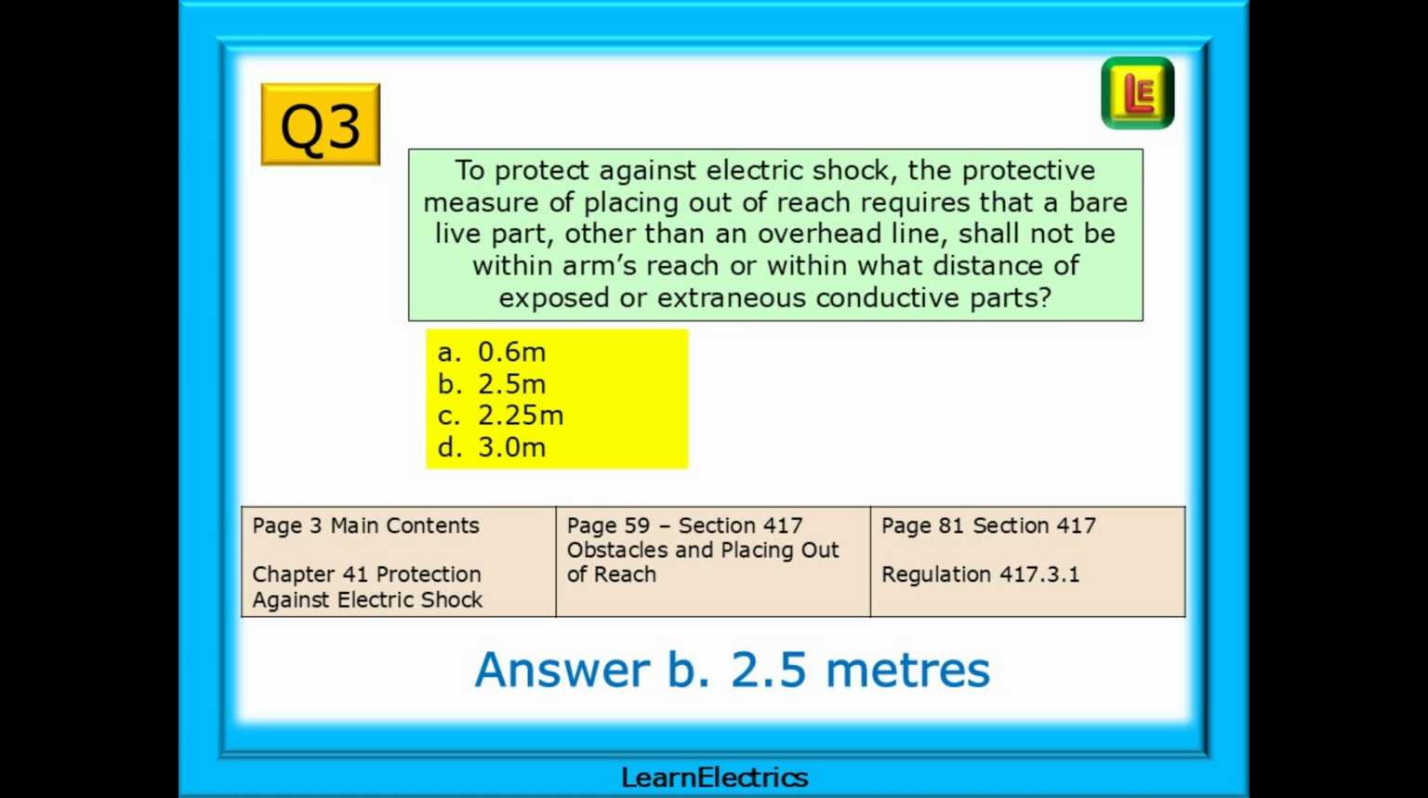And the route that was followed, page 3, where we find a reference to chapter 41, protection against electric shock. This tells us to go to page 59, where we can see that section 417 is about obstacles and placing out of reach. Turning to page 81, where we find section 417, and regulation 417.3.1, we will find our answer. Choose answer B, 2.5 meters.